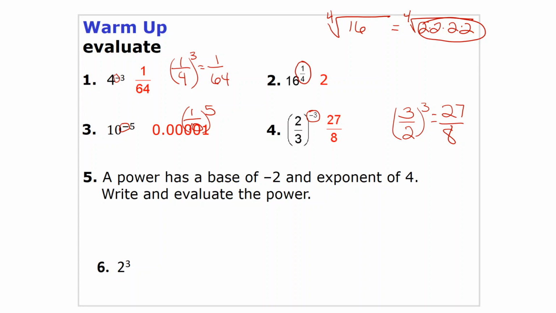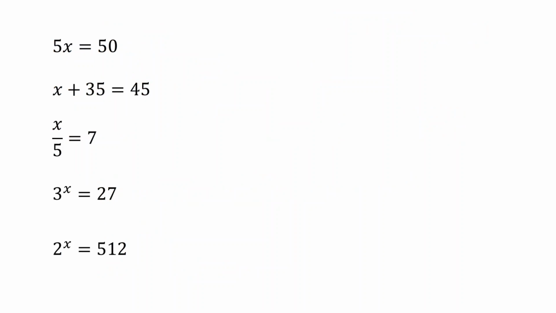All right, so just seen in words, a power has a base of -2 and an exponent of 4. Write and evaluate the power. So you should write something like this. -2 raised to the 4th power equals 16. And finally, number 6 is 2 to the 3rd power. We know that is the same as 2 times 2 times 2, which is 8. Very simple. All right, so let's look at some of these problems.